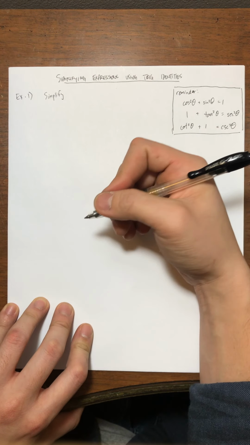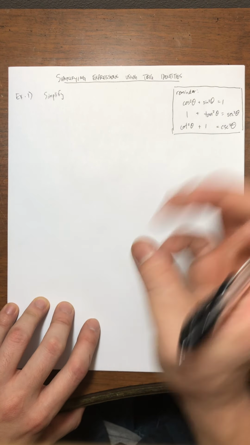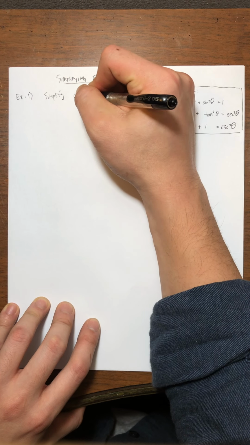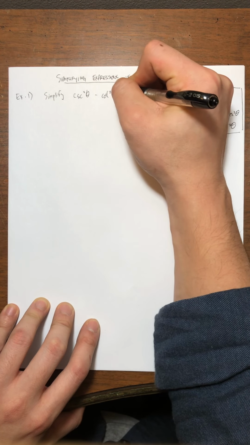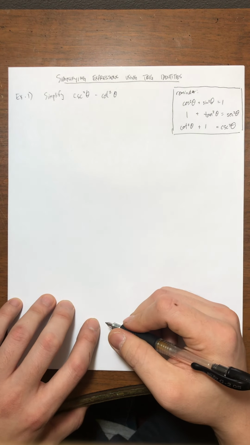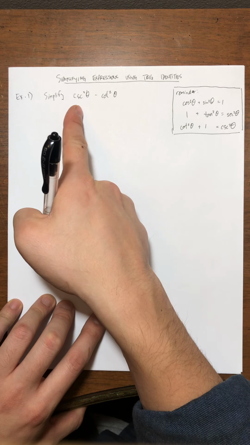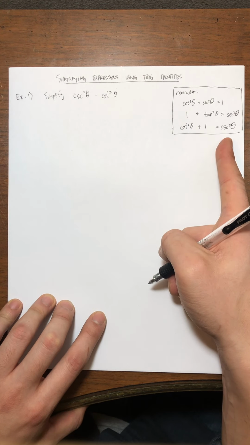Simplify always means make easier to read, break it down, ideally into one or fewer terms. So simplify cosecant squared theta minus cotangent squared theta. Okay. Well, the first thing I notice is that I'm dealing with cosecants and cotangents. I have some identities related to cosecant and cotangent.